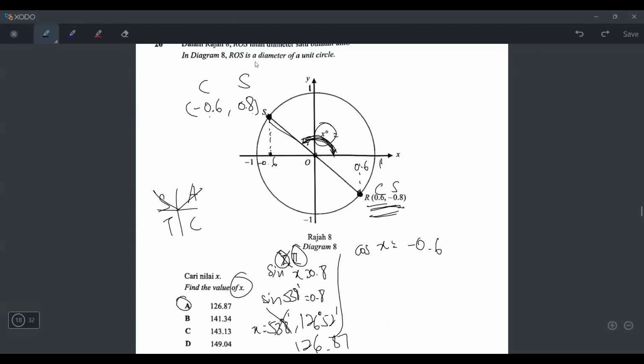Then maybe some students will ask, what if I use the other one? Use cos x. You can also get the same answer. I'll show you. You just don't press the negative. No, cannot press the negative. The negative only indicates the quadrant. So add sugar to coffee.